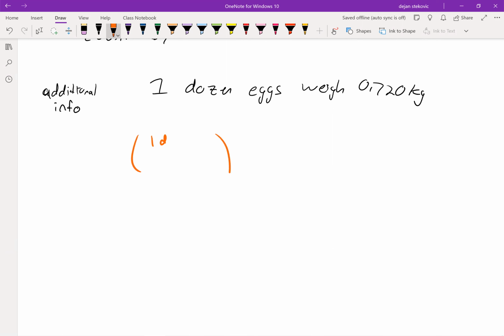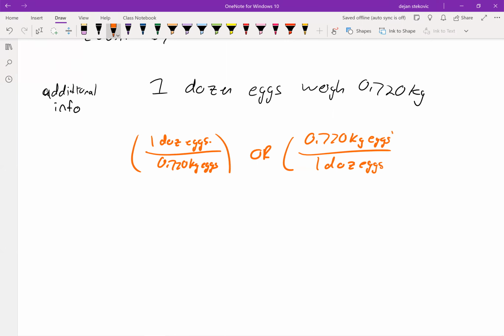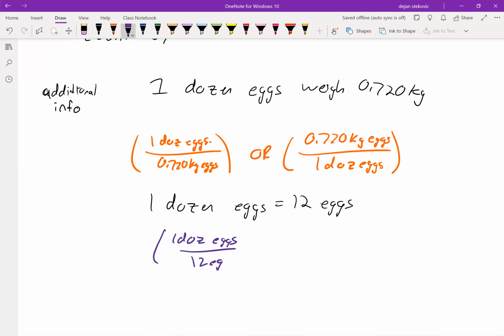So we could write that as 1 dozen eggs over 0.720 kilograms of eggs, or we could write that as 0.720 kilograms of eggs over 1 dozen eggs, right? So remember that these conversion factors are flippable. You can have it flip whichever way you need it. And then, of course, we know that 1 dozen eggs is equal to 12 eggs, right? So that's another conversion factor, right? So we could write 1 dozen eggs over 12 eggs, or we could write 12 eggs over 1 dozen eggs. And so now we've got all of our conversion factors.